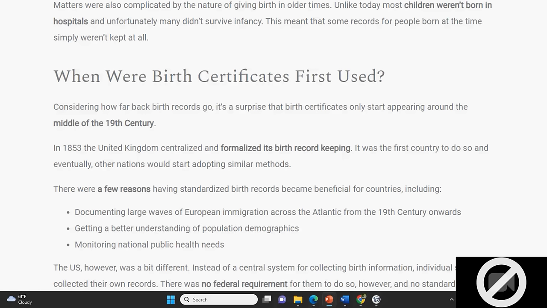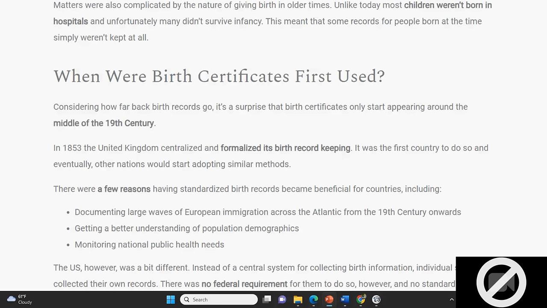So matters were also complicated by the nature of giving birth in olden times. Unlike today, most children weren't born in hospitals. And unfortunately, many didn't survive infancy. This meant some records for people born at the time simply weren't kept at all. When were birth certificates first used?